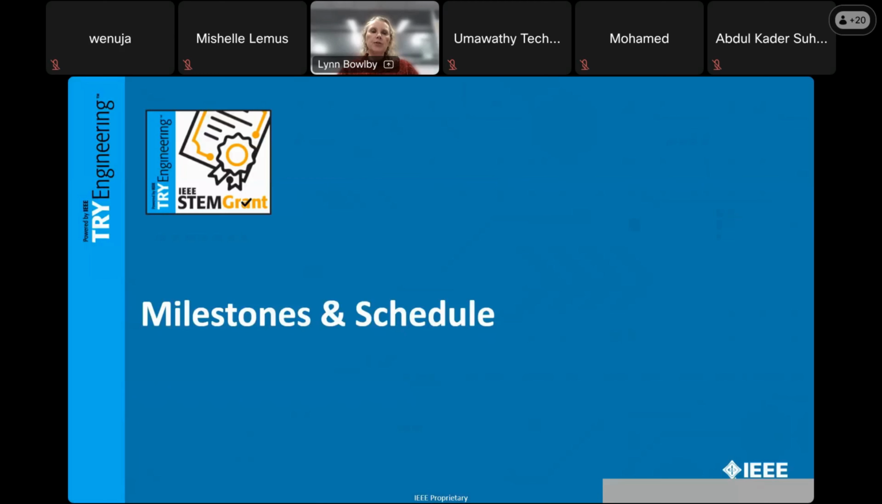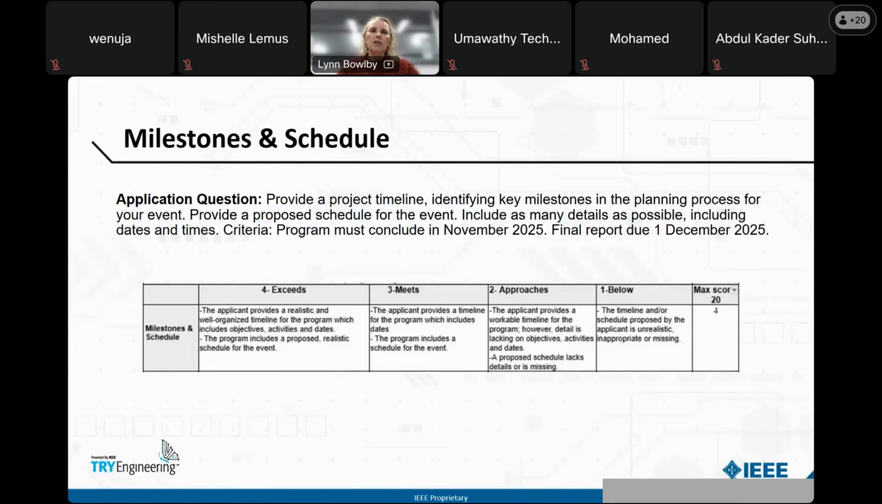So the next criteria within the rubric is milestones and schedule. So the question talks about having you provide a project timeline with key milestones in your planning process, a proposed schedule for the event, and as many details as possible, including dates and times. Now, we understand that many of you would not be running your program right at the beginning of when you received the grant. And so you may not know exact calendar dates. And that's okay. You can give us kind of a rough idea of when you plan on running that program within 2025.